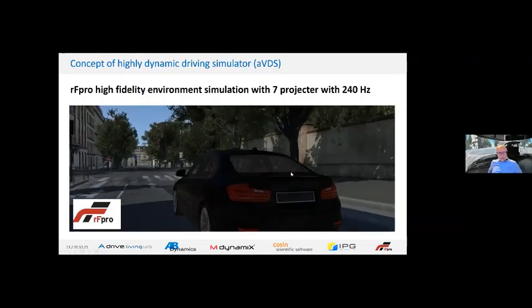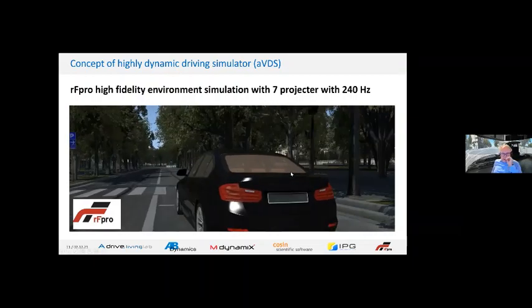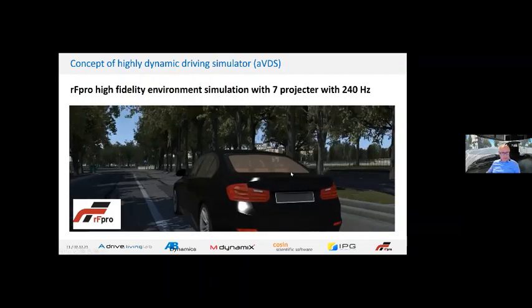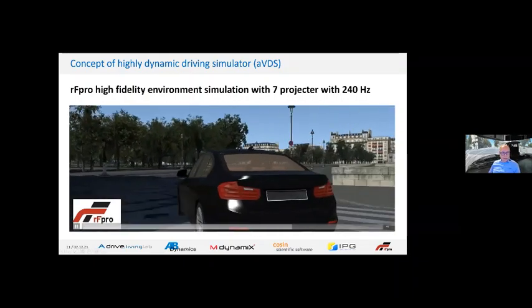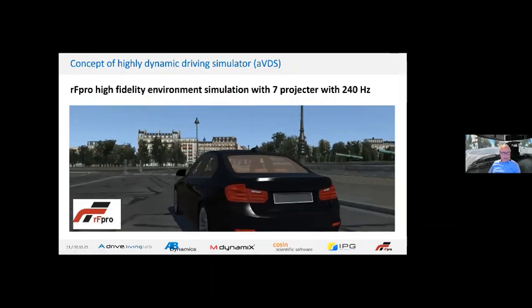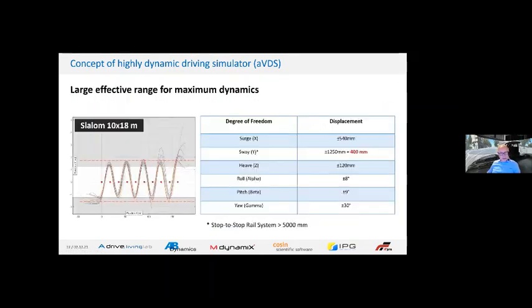Just to give you some impression of how it looks, I think this is a simulation in Paris. We create certain digital twins, which we transfer to the driving simulator. To give you an impression of what the motion platform can do, I have here a comparison of a real test drive and a drive on the driving simulator.